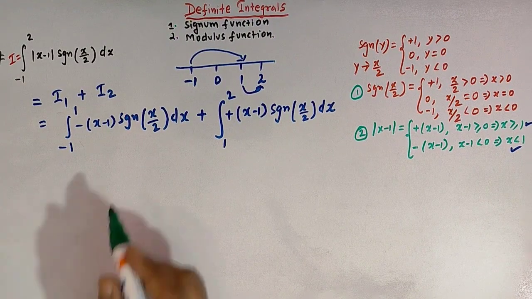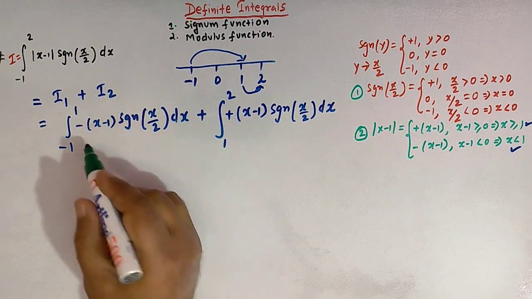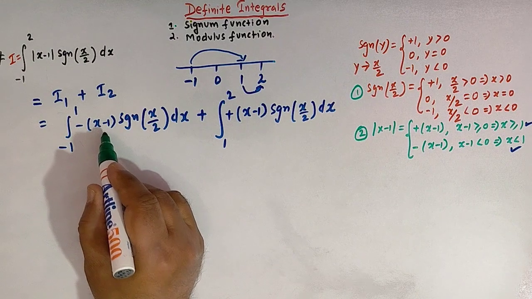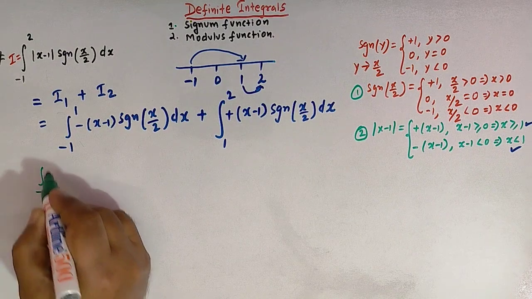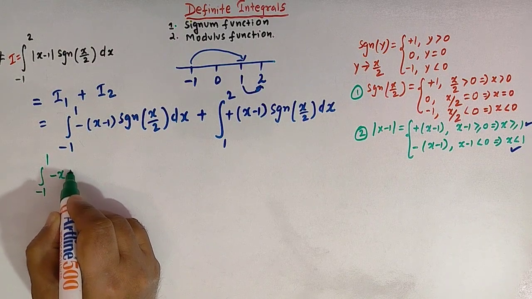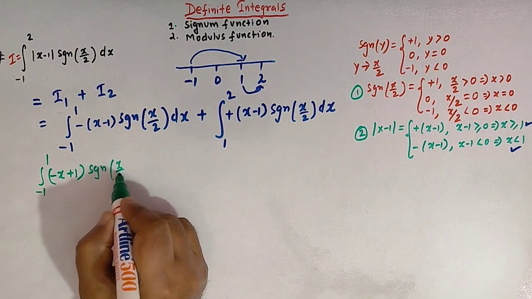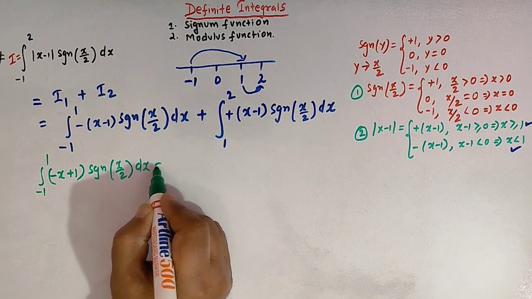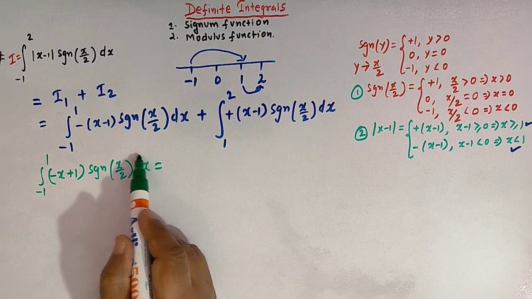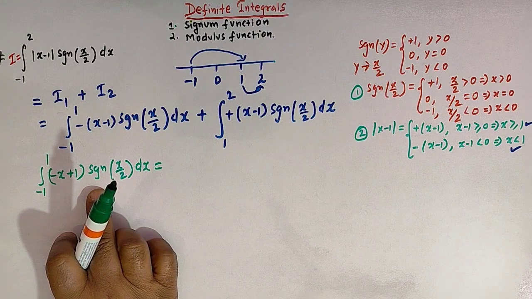So now let us take these two integrals separately. Here we can write the integral from minus 1 to 1 of minus x plus 1 times signum of x over 2 dx. Now let us further divide this integral as a sum of two integrals.